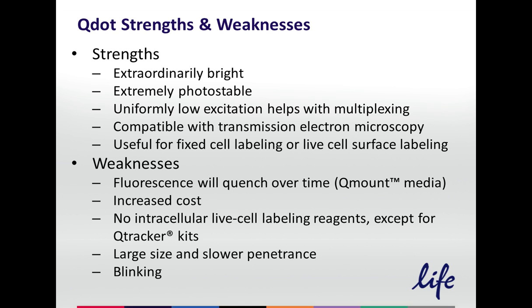QDOTs, because there's much more involved in the making of them, can be more expensive. So if you need a fluorophore that has those strengths that I mentioned above, that cost is outweighed by the strength. They are larger in size, but it's not usually an issue for most antibody labeling, for instance. They're a little slower to penetrate because of that, so you do need to permeabilize well. If you're doing a surface label, the large size has no effect.